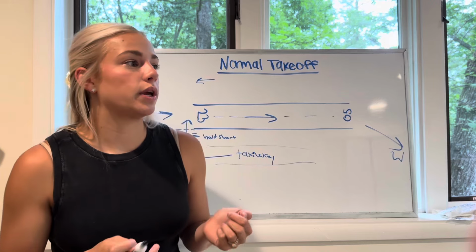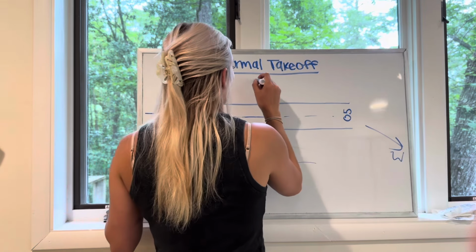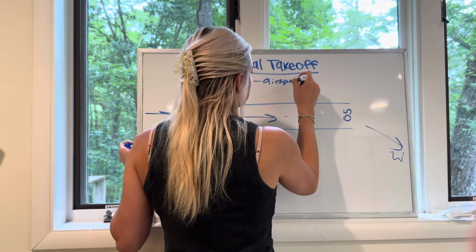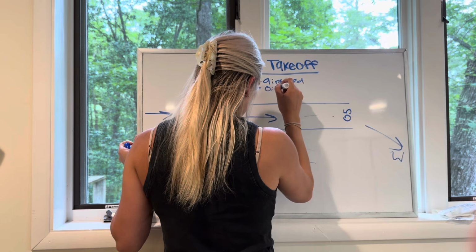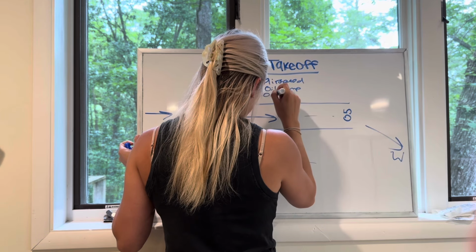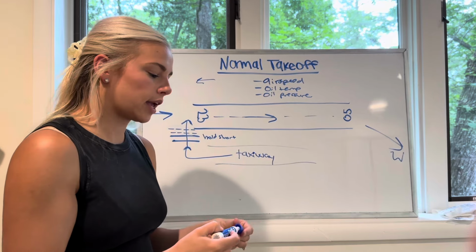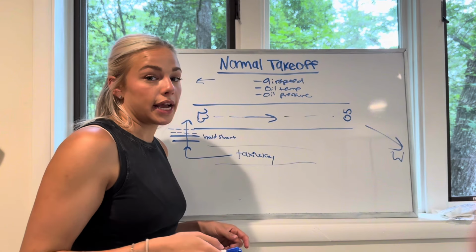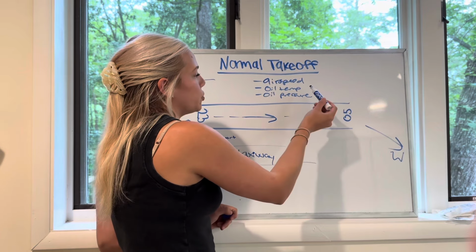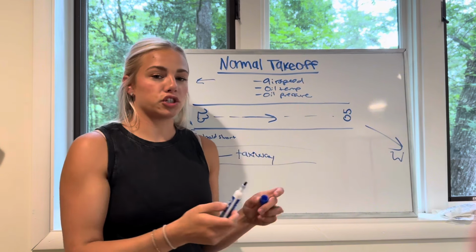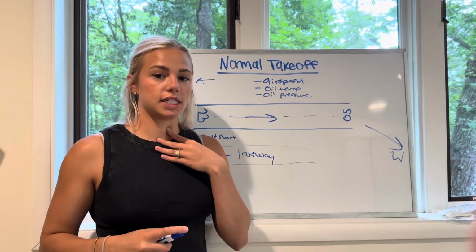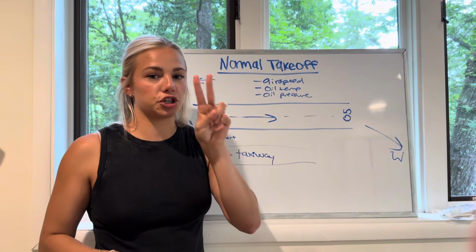Then what we're going to be doing after that is checking our airspeed, oil temp, and oil pressure. Because if any of these things are not working, then we need to abort the takeoff. So we're going to check our oil temp and our oil pressure gauges, make sure that they're in the green. We're going to state it out loud: oil temp and oil pressure are in the green.